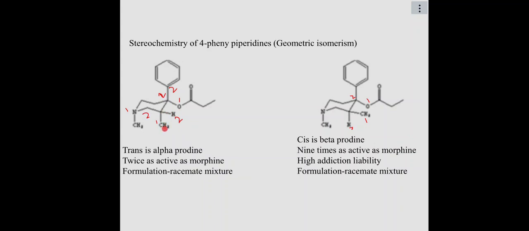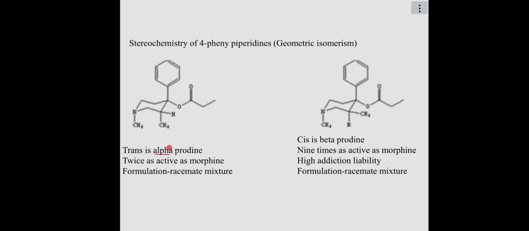So according to my best judgment, if this group and this group are on opposite sides of the double bond, the big groups are on opposite sides, and therefore it is the trans isomer, whereas if you look at this, the big groups are on the same side, and therefore it is the cis isomer. That's the best way I can explain why they are calling one the cis and the other the trans. I hope it is correct.